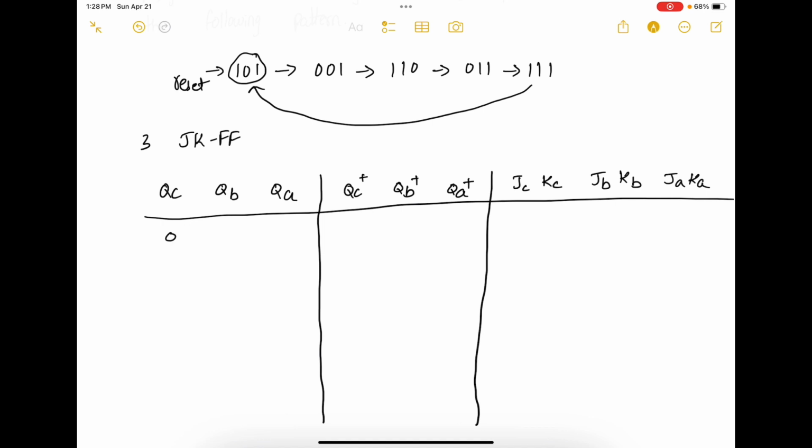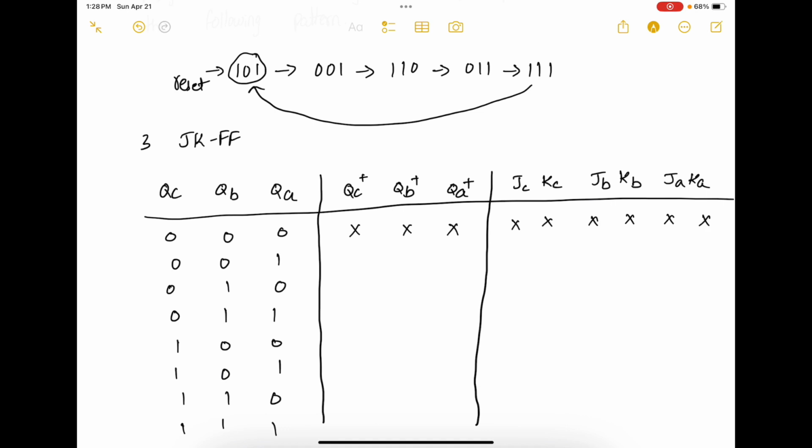So let's come up with the truth table, 0, 0, 0. When it is 0, 0, 0, next state is don't care, so all of these will be don't care as well. When it is 0, 0, 1, next state is 1, 1, 0. When it is 0, 1, 0, next state is don't care, so your J and K inputs are don't care as well. When it is 0, 1, 1, next state is 1, 1, 1. When it is 1, 0, 0, next state is don't care, so these are don't cares as well.